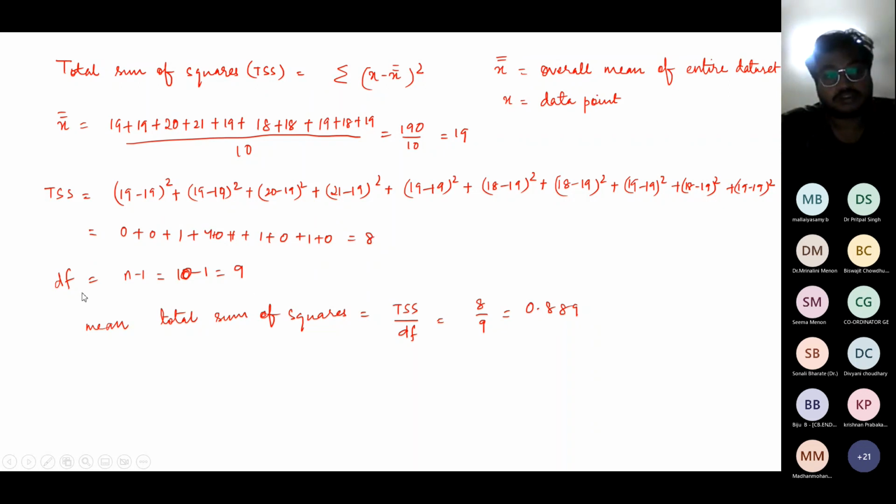The degrees of freedom for the total sum of squares is given as n minus 1, which is 10 minus 1, which is 9. So the mean total sum of squares will be the total sum of squares divided by the degrees of freedom, which is 8 by 9 or 0.889. Is this clear?